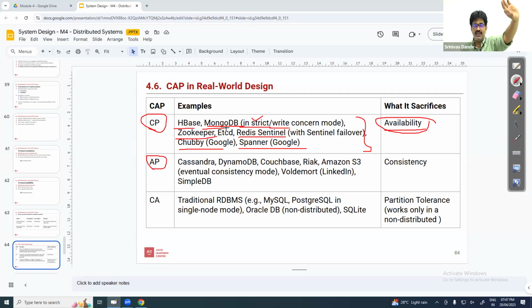Suppose any problem comes in MongoDB nodes, will it stop serving? No, because it is partition tolerant. And any problem in DynamoDB, will it stop? DynamoDB is a distributed database, and with any node problems, it won't stop serving, right? But DynamoDB is highly available because they compromised the consistency.